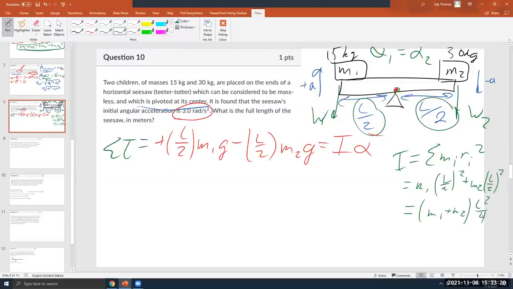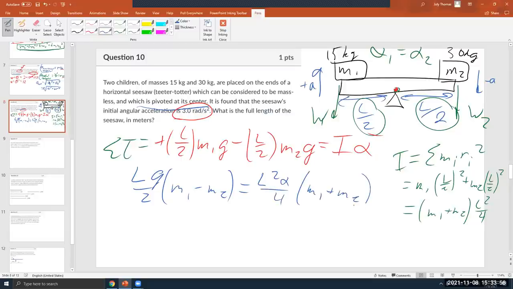So we're getting kind of close to something that we can use here. Looks like we can go ahead and plug that in. Let's see what we have when we do that. On the left-hand side, let's try to simplify this just a little bit. I can pull out an L over 2, and I can pull out a g. So I have L g over 2, and what's left over inside is M1 minus M2. I've just sort of condensed my left-hand side. On my right-hand side, I have L squared, I have my alpha over 4, and then I have M1 plus M2.